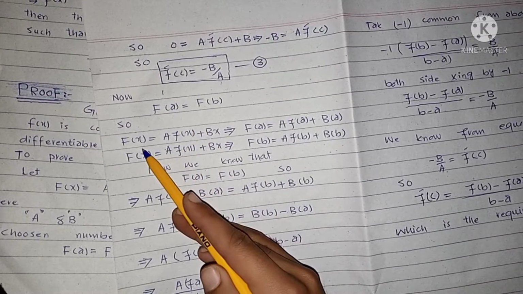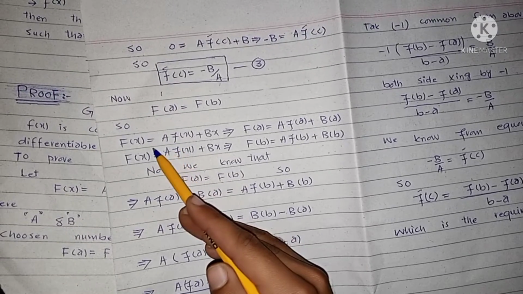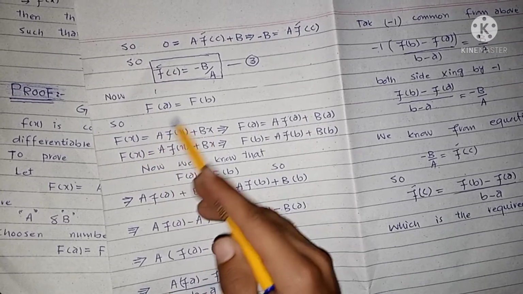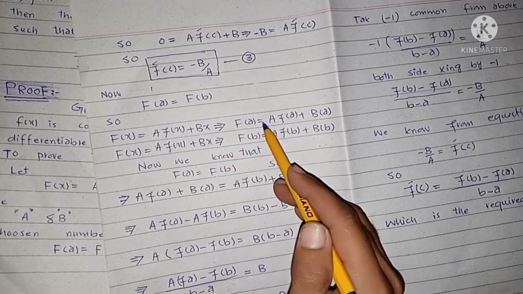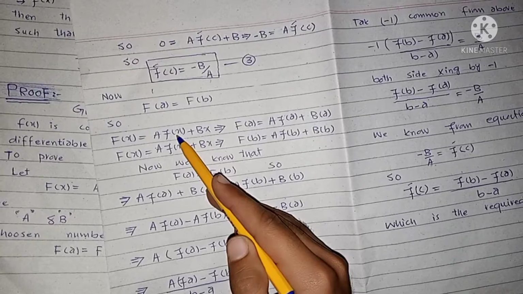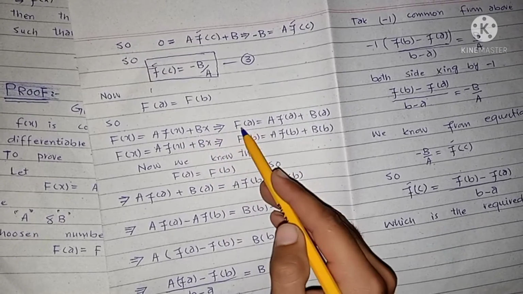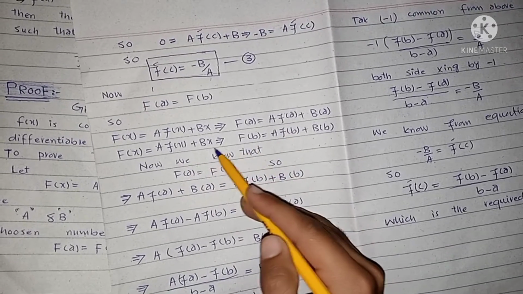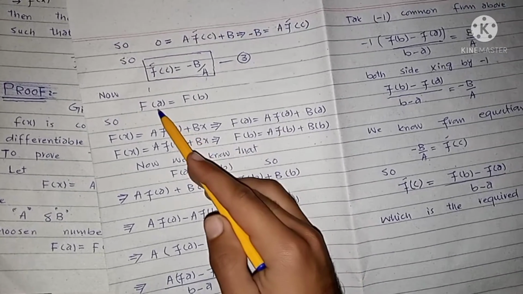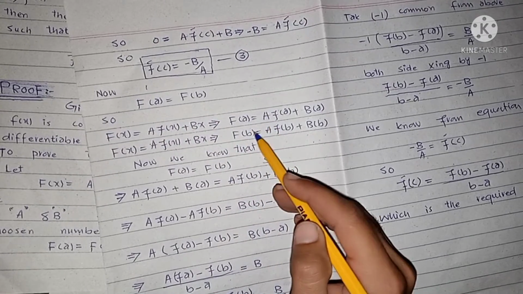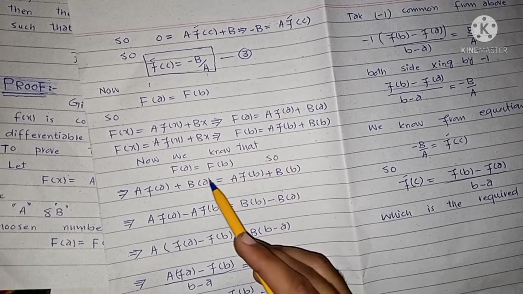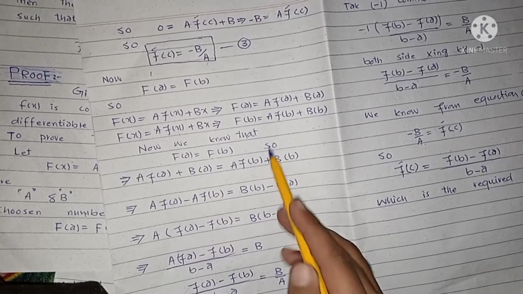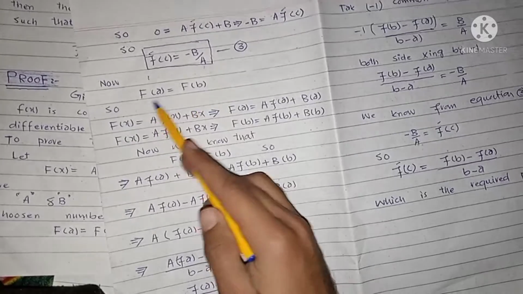So this is the equation that we have considered ourselves. We will just put a instead of x and b instead of x. So from here you can see, as I put a in the place of x, and I put b in the place of x. From here f of a equals f of b, so we will make these equal to each other, because this is equal to this one.